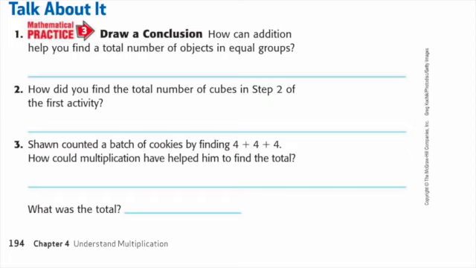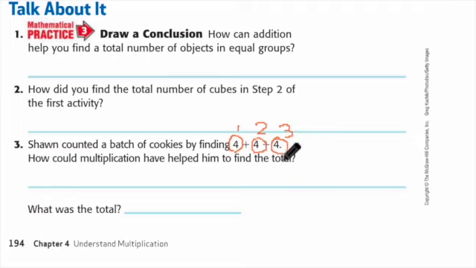And then finally, number 3, it says, Sean counted a batch of cookies by finding 4 plus 4 plus 4. How could multiplication have helped him to find the total? In this one, this is not our original 2 plates of 4 cookies. This sounds more like 3 plates of 4 cookies because as you can see, we have 1, 2, and 3 4s. So 4 cookies on this plate, 4 cookies on the second plate, and 4 cookies on the third plate. So it would be 1, 2, 3.